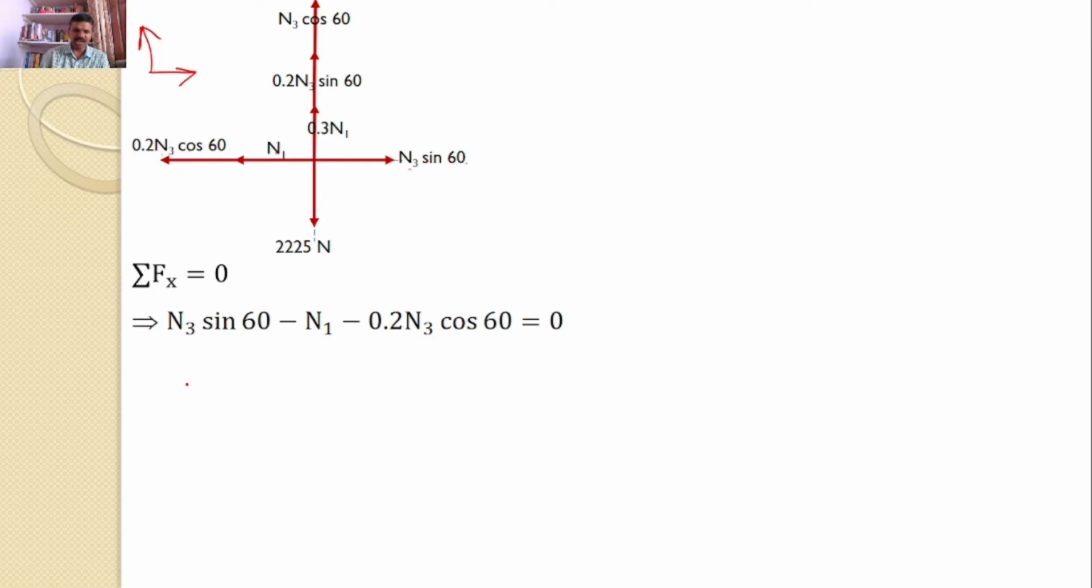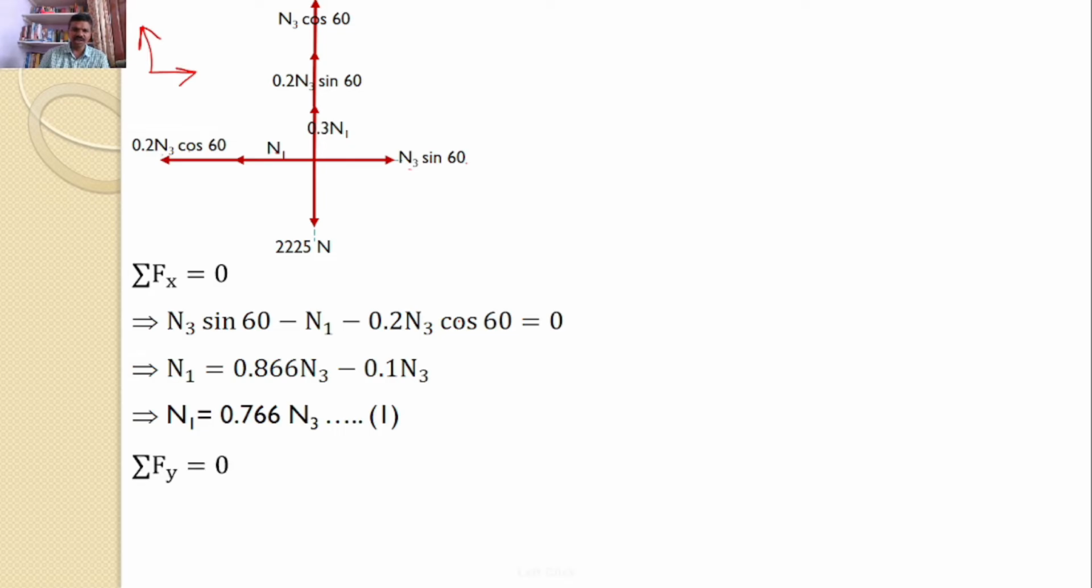You can simplify, because I know the values of sin 60 and cos 60 are known. So you can simplify. Hence, I will get N1 is equal to 0.866 N3 minus 0.1 N3, or you can say N1 is equal to 0.766 N3. Similarly, sigma Fy is equal to 0.